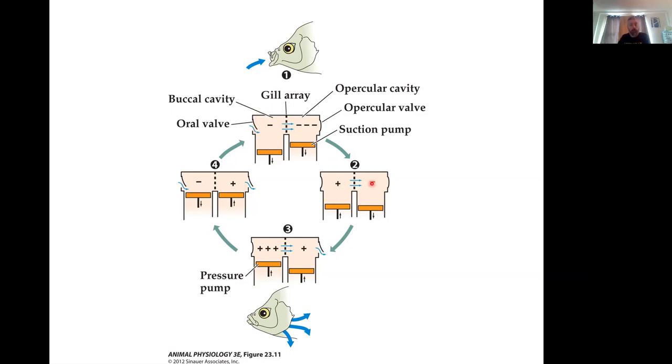Which pushes water into the opercular cavity across the gills, okay? They keep the mouth closed, they slam the operculum shut, create positive pressure in the opercular cavity and force water out the back. Then they start the whole thing over again. Suck water into the mouth, push it into the opercular cavity, push it out of the opercular cavity. Suck in, push behind, push out. And in doing so, they actually can achieve a fairly high ventilation rate without having to be actively swimming around.